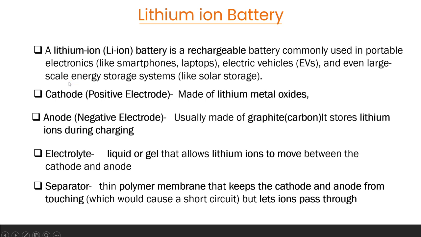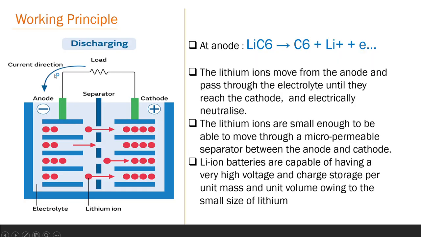In a lithium-ion battery, the cathode, the positive electrode, is made of a lithium metal oxide, and the anode is usually made of graphite carbon, which stores lithium ions during the process. It consists of an electrolyte, liquid or gel, that allows the movement of lithium ions. Also, it has a separator, a thin polymer membrane which prevents short circuiting, that is, the cathode and anode from touching. Now the working principle; this is the internal diagram of the lithium-ion battery.